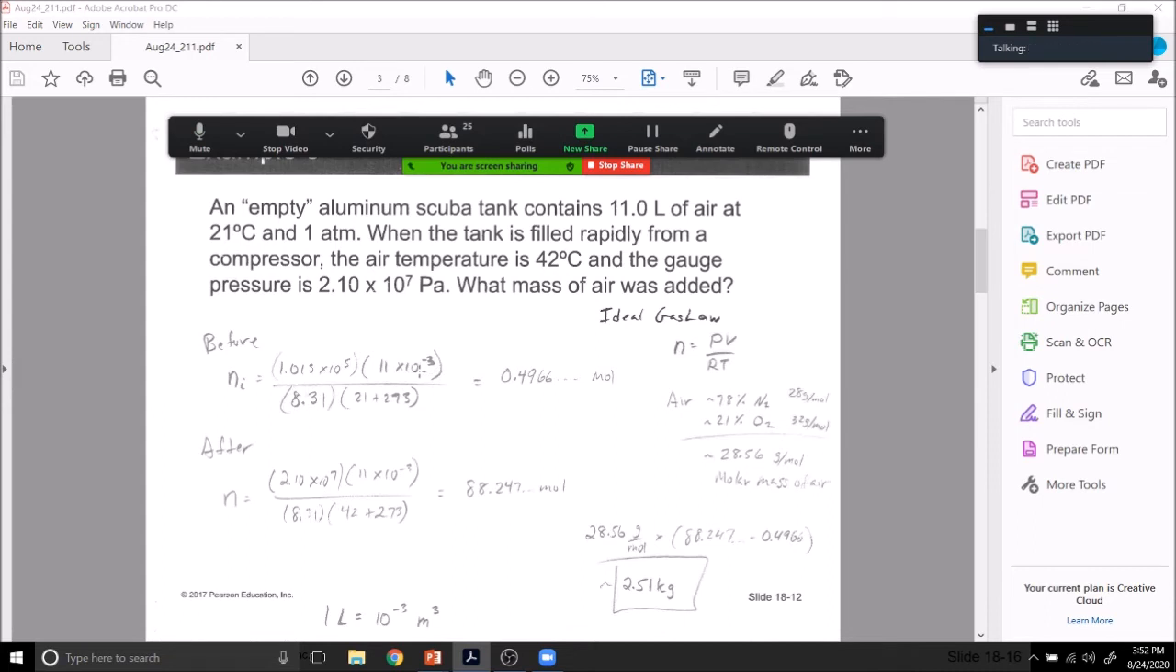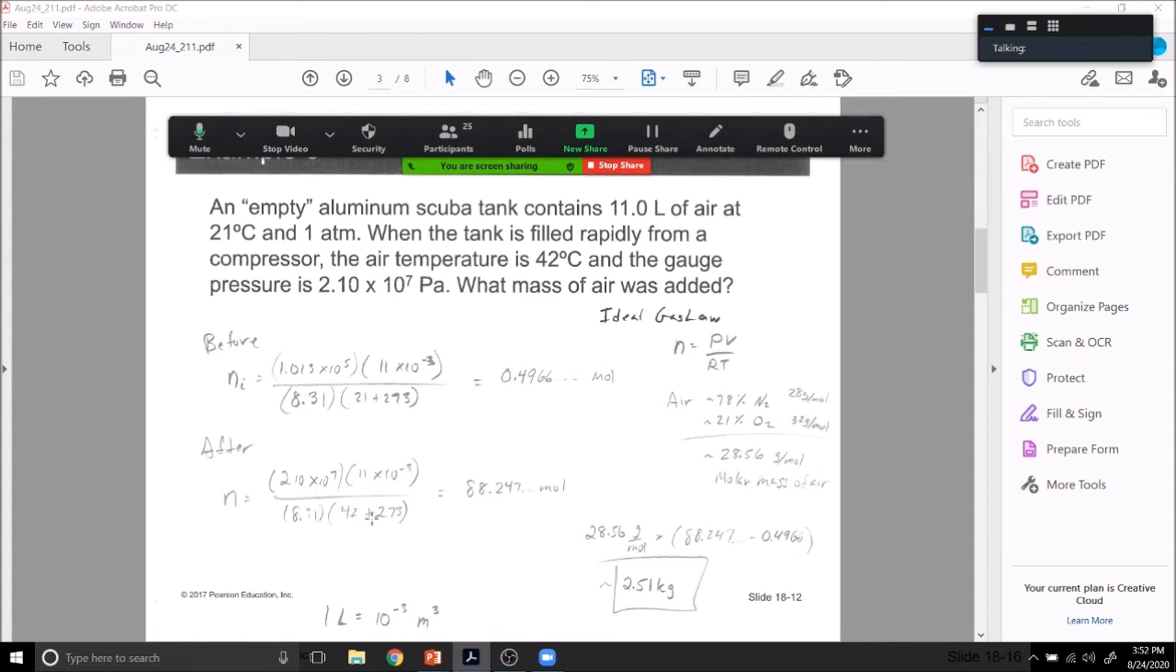That's it. Got my R value in here, and then my temperature is going to be 21 plus 273, and I get 0.146 moles. All right, let's do afterwards. I've got my higher pressure in here now. I've got the same volume, same universe.